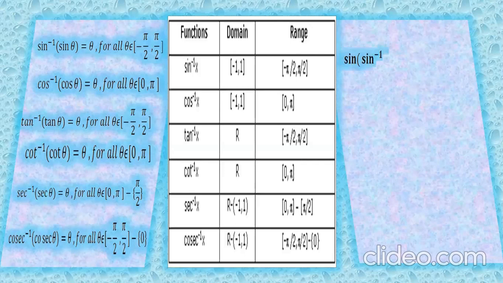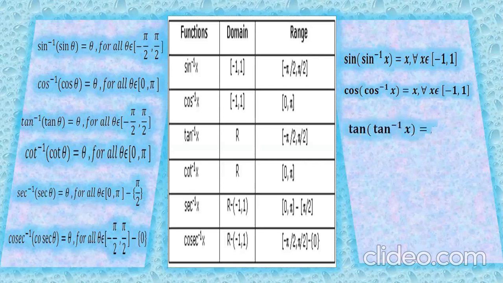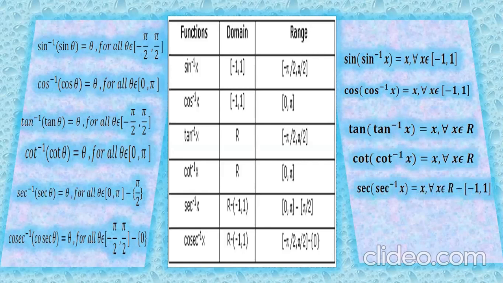Similarly, we can write sine inverse of sine x. So this is equal to x, for all x belonging to minus 1 and 1. Cos inverse cos x is also equal to x for all x belonging to minus 1 and 1. Similarly, we can easily write tan inverse, cot inverse, sec inverse, and cosec inverse of x. These are all equal to x, but the conditions change for each inverse trigonometric function.